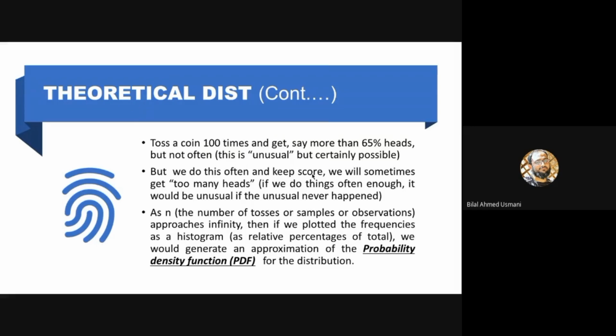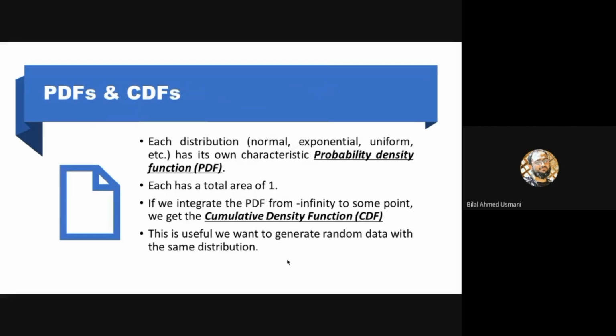So sometimes you get too many heads, sometimes you might get too many tails. As the number of experiment repetitions, which is n, approaches infinity, the relative percentages of the total would generate an approximation of the PDF. So this is how a PDF is constructed. If you repeat the coin tossing experiment 100, 500, 600 times and you calculate the probability of getting a head again and again, then you will generate an approximate distribution, and you say, okay, it is converging towards 50%. So that would be the PDF for the distribution.